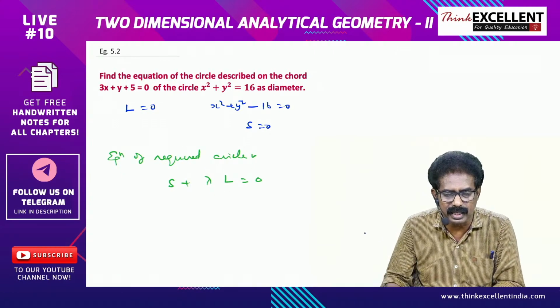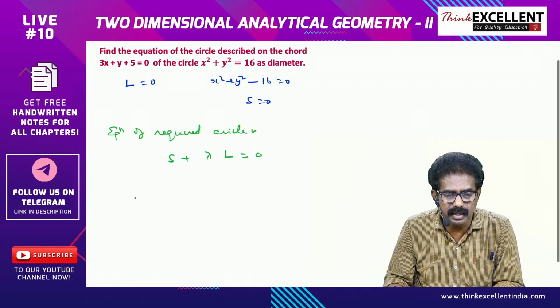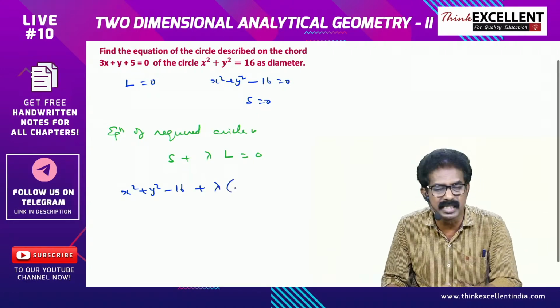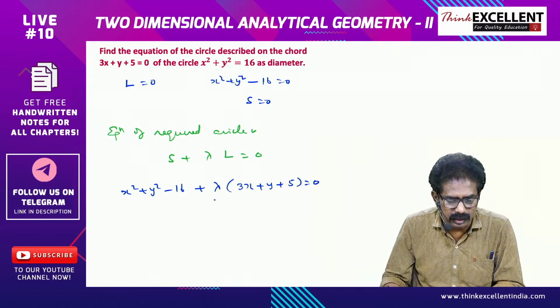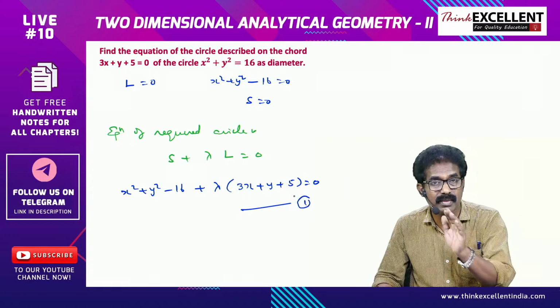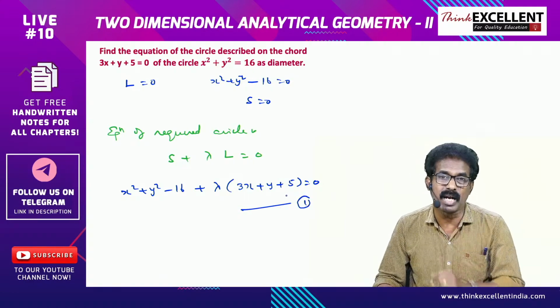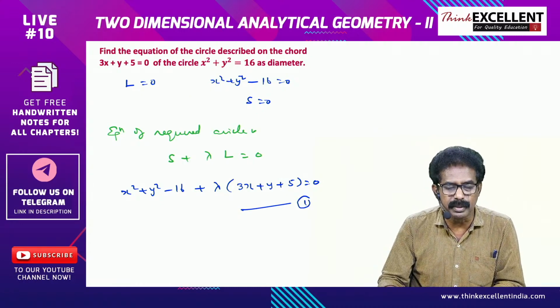Please listen very carefully to this question. What is S here? The circle x square plus y square minus 16, plus lambda into L. Write L from the line's equation, 3x plus y plus 5 equal to 0. This is the equation of what? Circle. So I am taking it as equation number 1. This is our final answer. But there is an unknown. What's unknown? Lambda. We have to find that lambda.